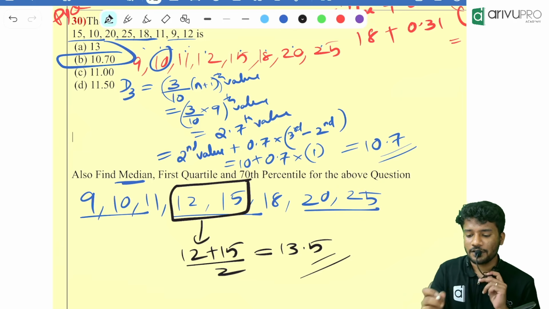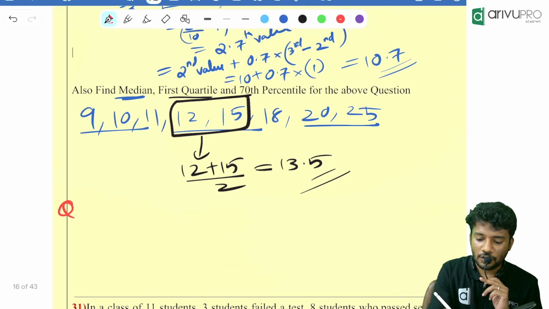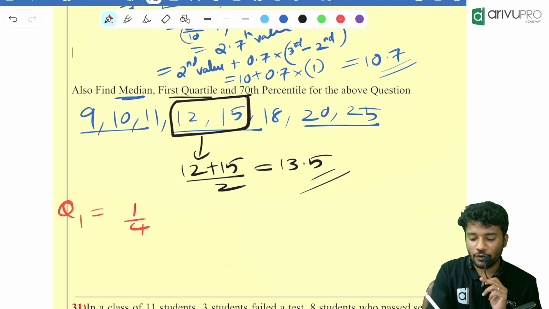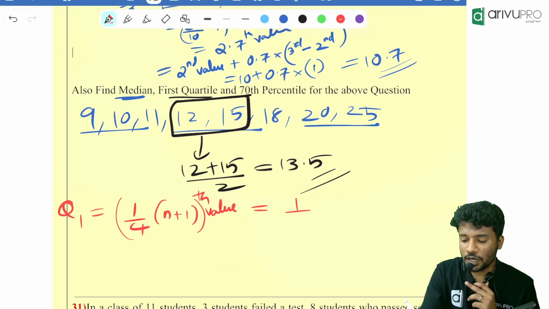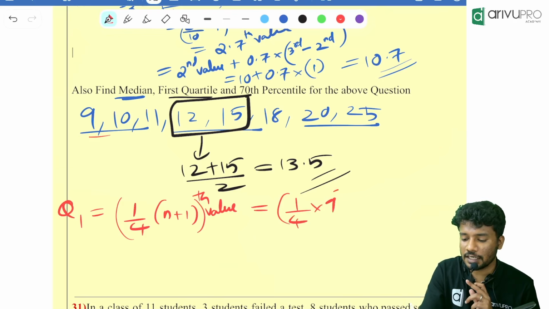Now which one do you want to find? You want to find quartile? Find the first quartile for me. Q1. Q1 is how much? 1 by 4 into n plus 1 th value. Always remember it is n plus 1. That is 1 by 4 into n, which is 8, plus 1 is how much? 9. Ninth value. Which is how much now?